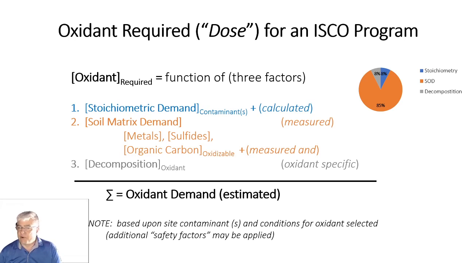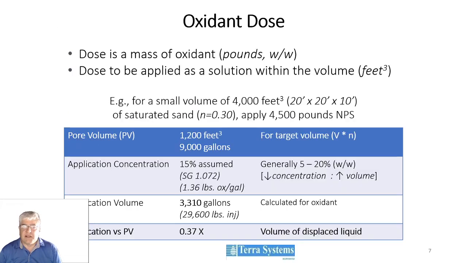As shown on the graph on the right, this demand can be the major factor in looking at an ISCO program at a site. And finally, depending upon the oxidant, an allowance for the natural decomposition of that oxidant. These summed up together give you the total oxidant demand, or the mass of oxidant wanted to apply for the site you're taking a look at.